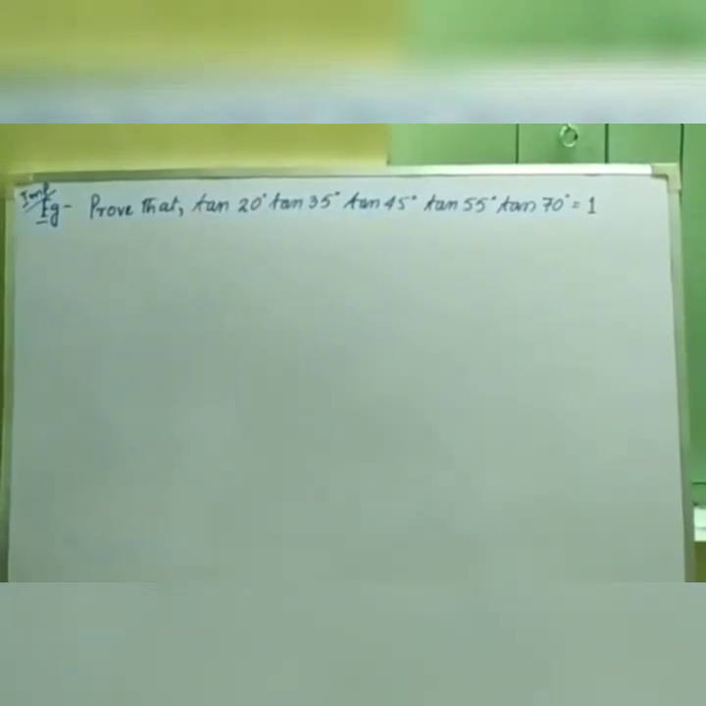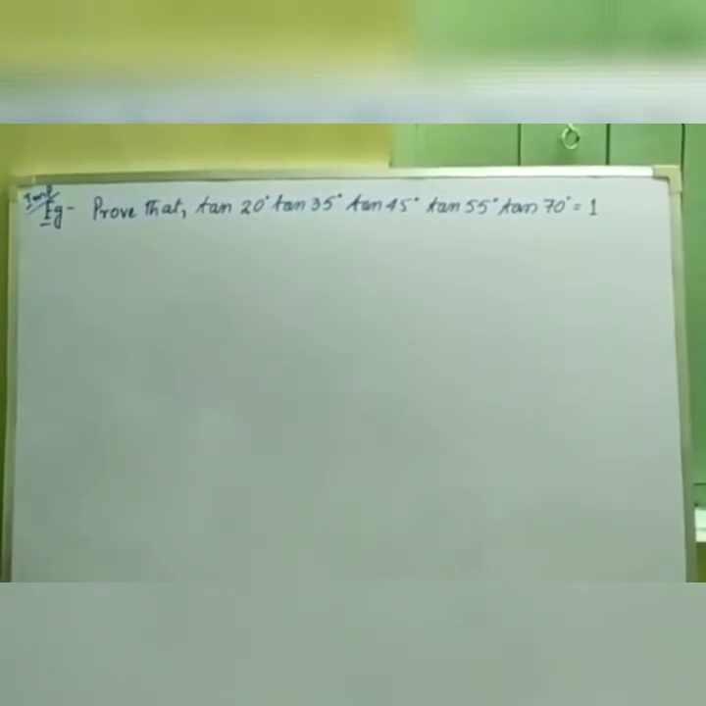See the very important sum. Prove that tan 20 degrees, tan 35 degrees, tan 45 degrees, tan 55 degrees, tan 70 degrees equals 1. We need to show the value of LHS equals 1. So here we will use the complementary angles form.